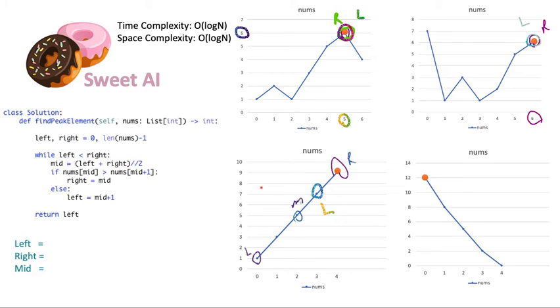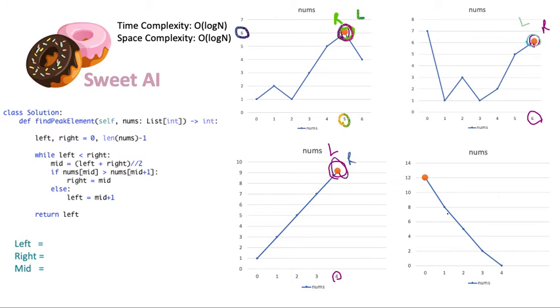So the left pointer is going to be updated to here. And now we are going to find the middle pointer for that. So 4 plus 3 is going to be 7, divided by 2 is going to be 3. So this is going to be the middle pointer. If the middle pointer is bigger than the middle plus 1, which is not, we are going to update the left pointer again, which is going to be here, right? And that's the answer that we are going to return. So that's the peak that we have at index 4.